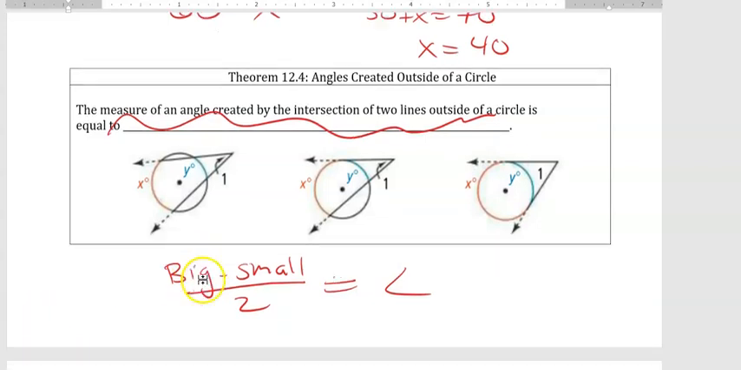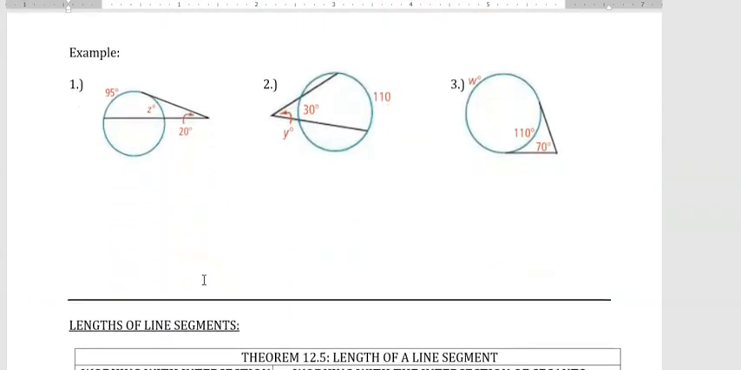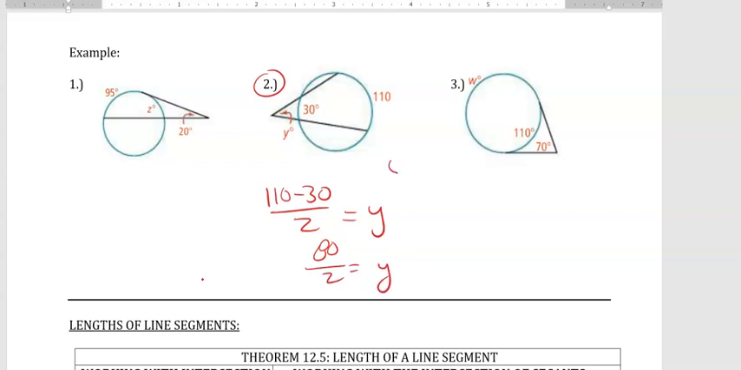Let's start with problem number 2 because it's easier. Is the angle inside or outside? It is outside, so we know we're going to be subtracting, not adding. So we're going to put 110 minus 30 divided by 2, and that's going to give me y. And that gives us 80 over 2, which is 40, right? Does anybody have any questions on that one?